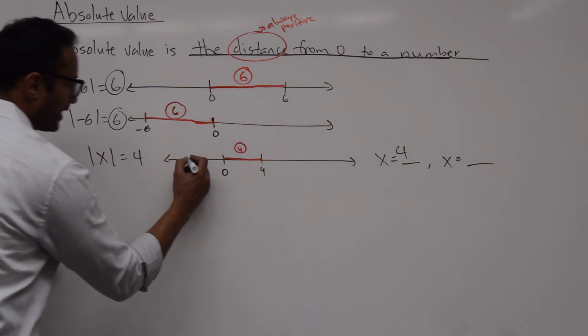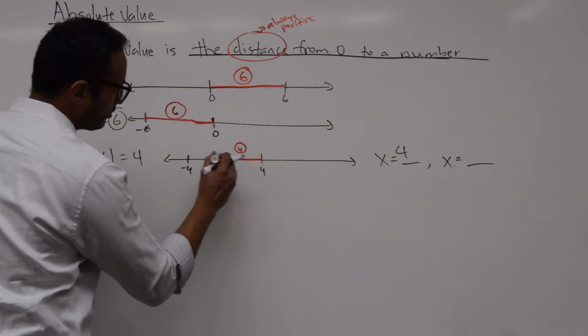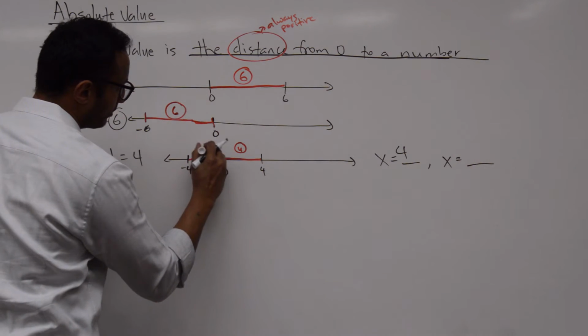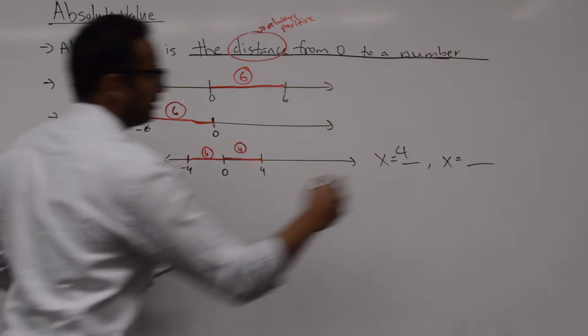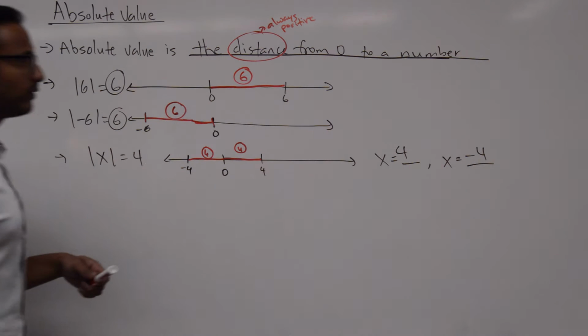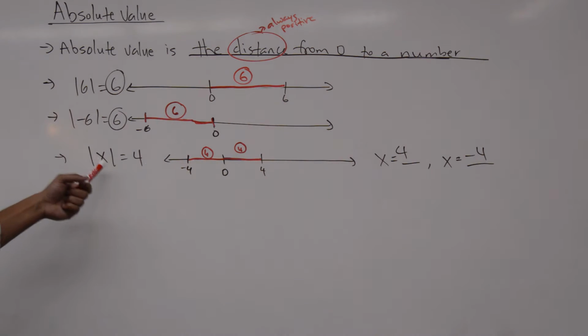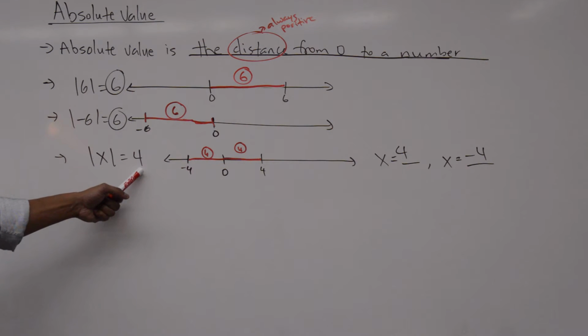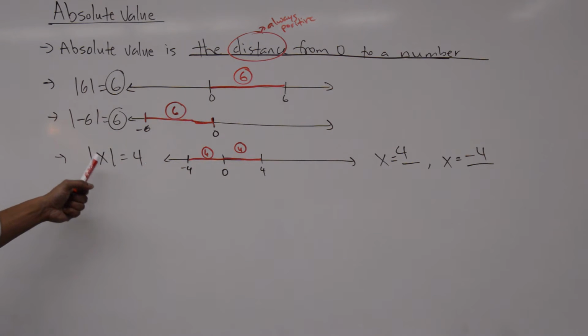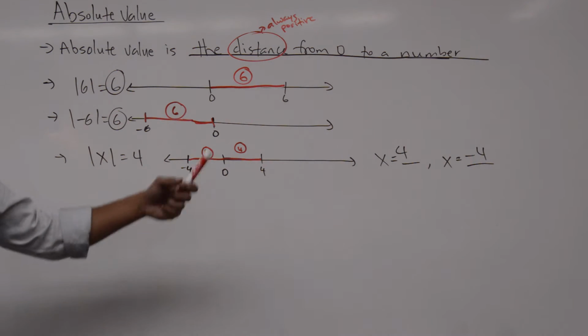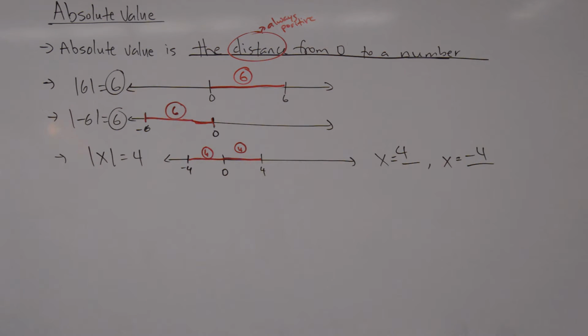But negative 4 is also 4 spaces away from 0. So the absolute value of negative 4 is also 4, because all this is asking is which numbers are 4 spaces away from 0. In other words, for which numbers is the distance from 0 to x equal to 4? Well, that's 4 and negative 4, which is why we have 2 solutions.